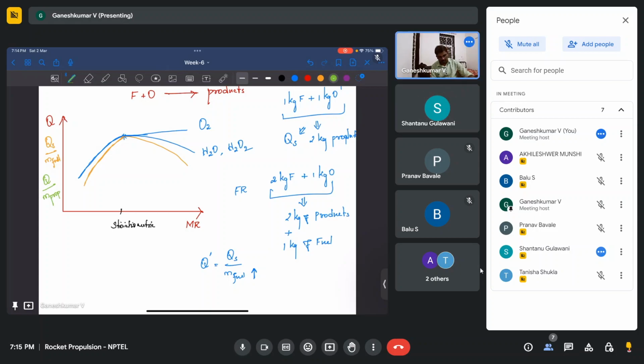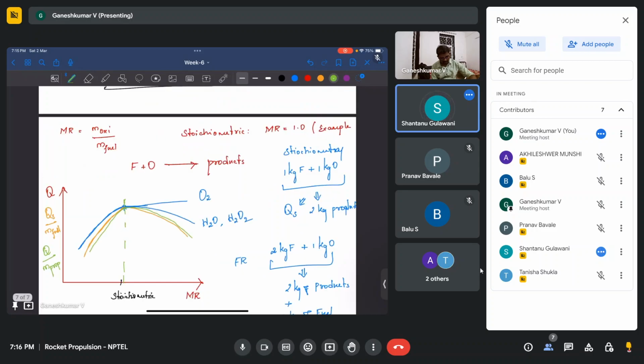So again, you will get the same kind of curve. Whether it will be in between or outside depends upon the values, probably. Basically, the conclusion is that Q is maximum only at the stoichiometric condition. That is always true. Q is maximum there, and the same actually goes with temperature also. Okay, thank you.